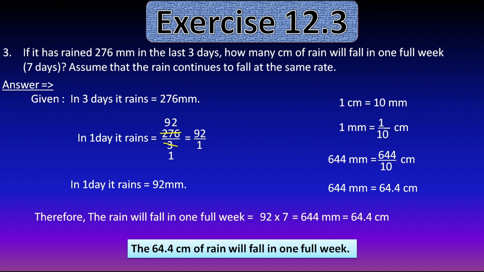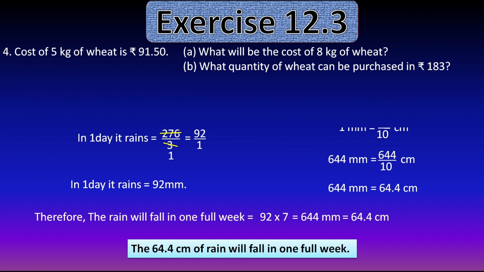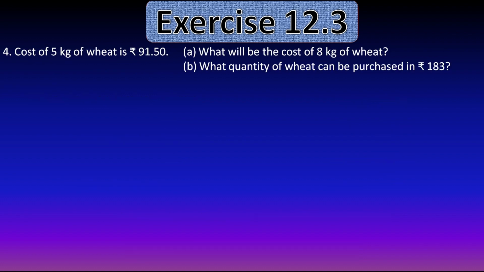Okay. Now let's move to the next question, that is the fourth one. Cost of 5 kg of wheat is rupees 91.50. What will be the cost of 8 kg of wheat? And what quantity of wheat can be purchased in rupees 183?